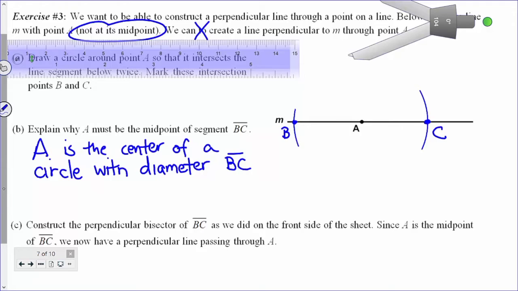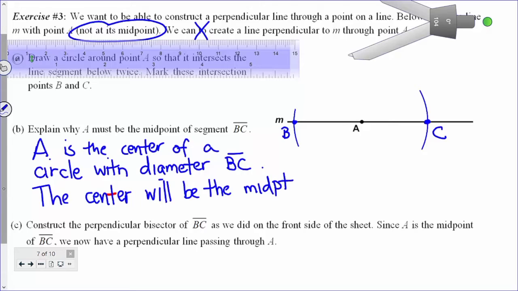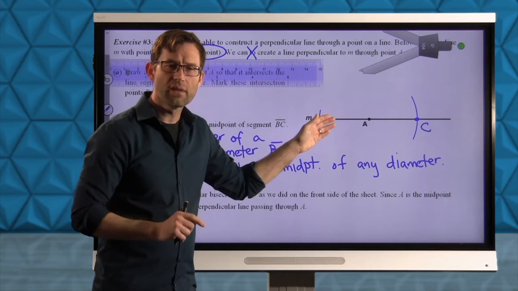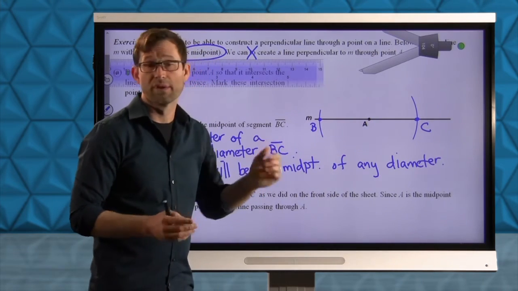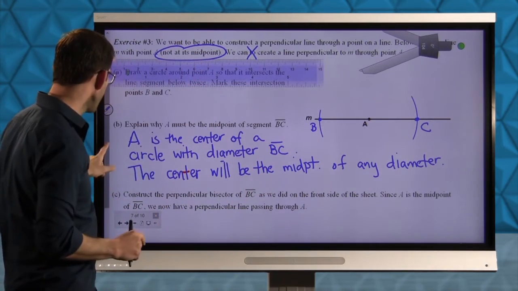A is the center of it, and the center will be the midpoint of any diameter. That should make all the sense in the world to you. So what we've got is a circle here, and we know exactly where its center is by construction. All right, let's keep going.